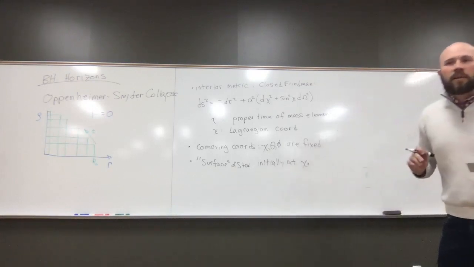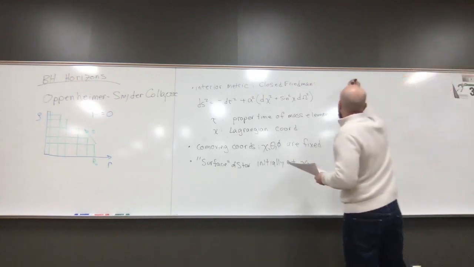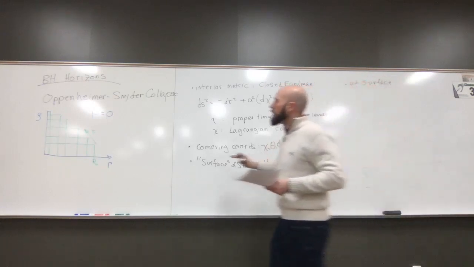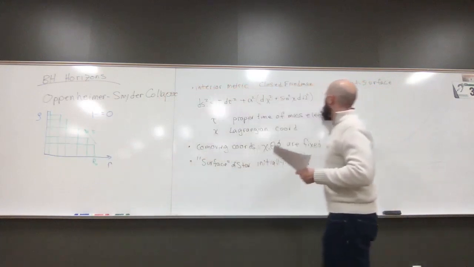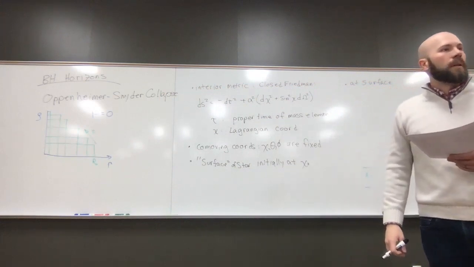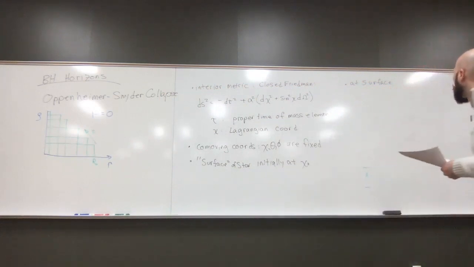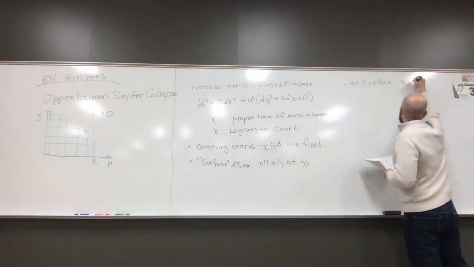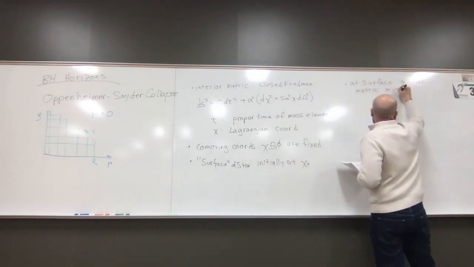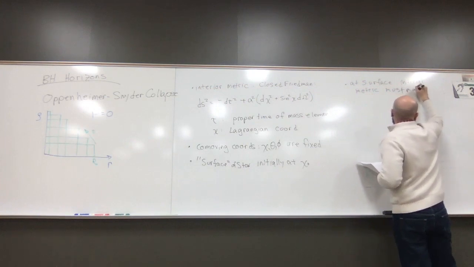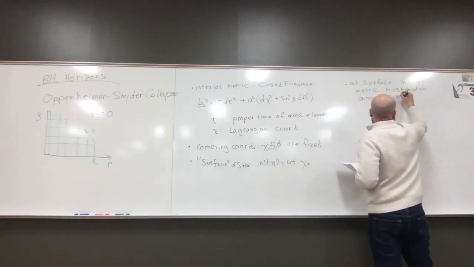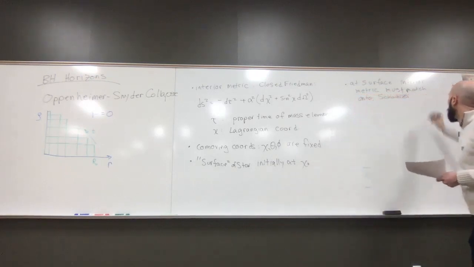One important thing that we're going to need in order to solve for the evolution of the surface is that at the surface, interior, where there is mass, the metric is this closed Friedmann, constant density. What is the exterior metric? Sure. So at the surface, the interior metric must match onto the Schwarzschild metric.